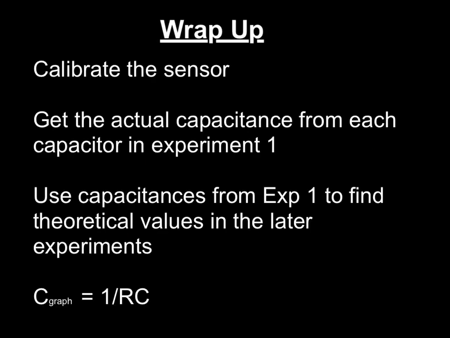All right. So the wrap up, what are you trying to do? You're going to calibrate your sensor. Then you're going to run each capacitor individually and get the actual capacitance for each capacitor. The reason you're getting the actual values, don't trust what's written on the side. They could be 10-20% off. Not so great. Then you're going to go through the later parts of the experiment where you will use the actual capacitances from experiment 1, along with the parallel and series formulas to calculate the theoretical value, and you'll get your experimental value from C graph.